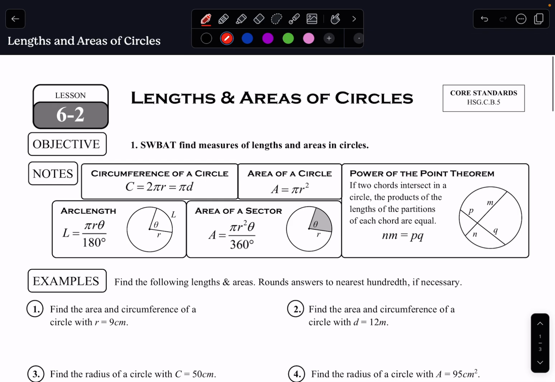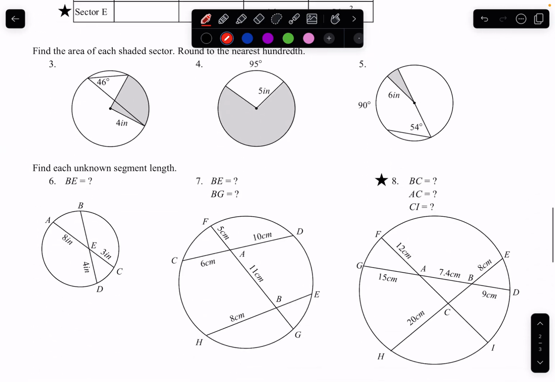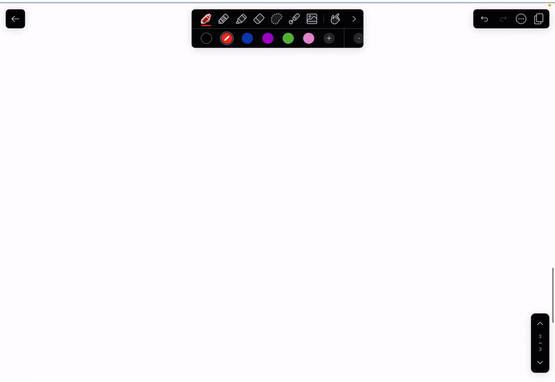So, let's talk about one of the few things from the last lesson that you'll need to know to do today's homework. So one thing I want you to remember, if I have a circle and a point in the middle, we have an arc measurement. So if I take this blue section of the circle, this is called an arc, okay?